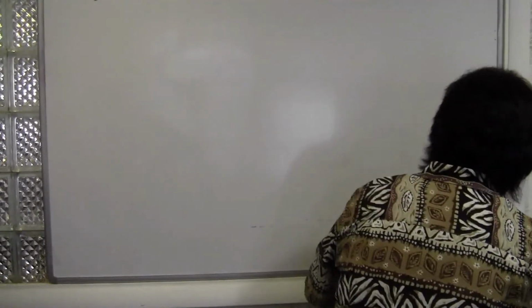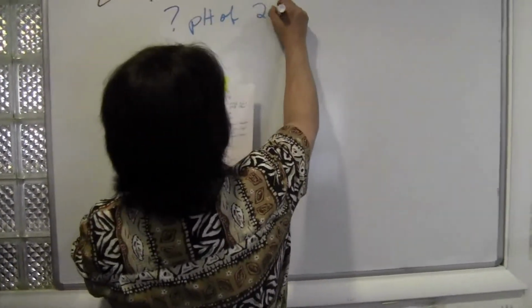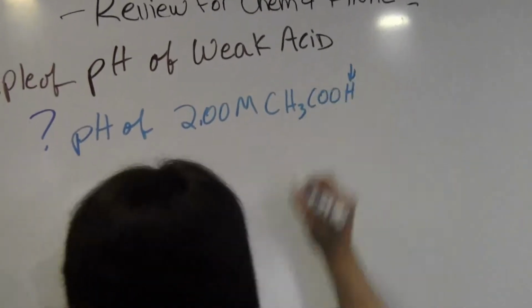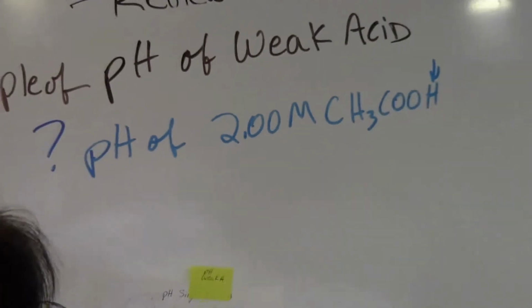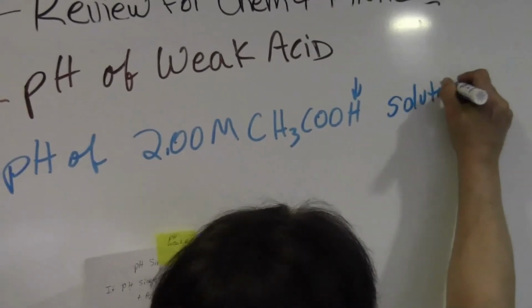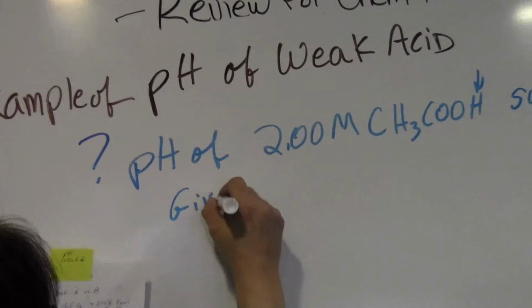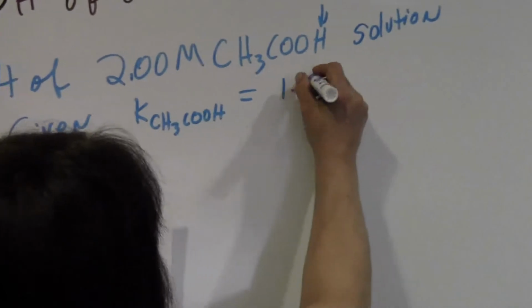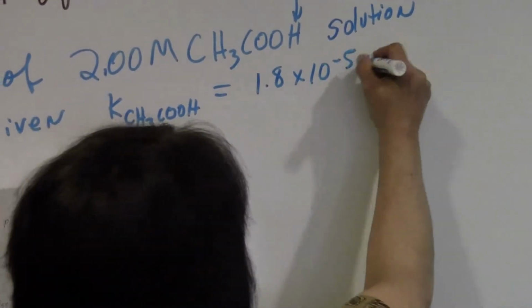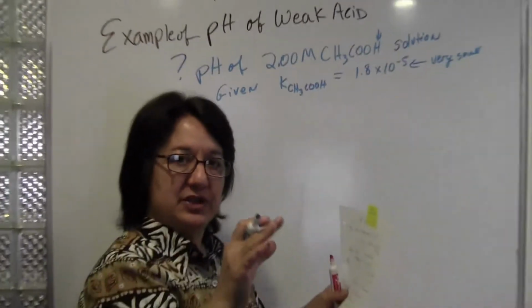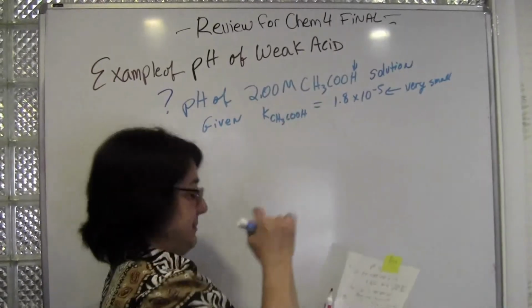Fine. Okay. What is the pH of a 2.00 molar, oh, there's acetic acid again, and there's its acidic hydrogen. What is the pH of a 2.00 molar acetic acid solution? And they're going to give us that K for the acetic acid is 1.08 times 10 to the minus 5. Notice it's very, very small because it's not letting go of its hydrogens. It's mostly going to stay acetic acid.